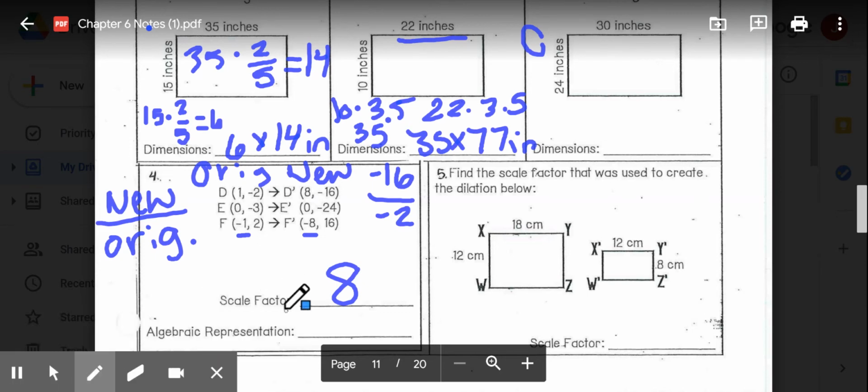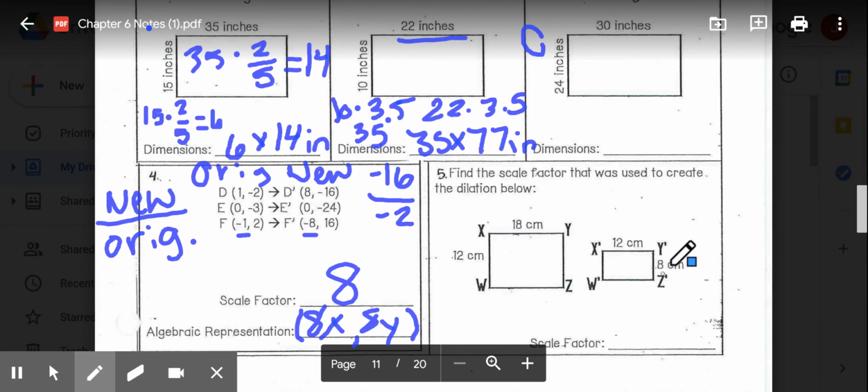And for our algebraic representation here, this is what is happening to get each new X and Y. So just like we did with translations and rotations and reflections, we're just writing this here as an ordered pair. So to get each new X value, really we're multiplying by that scale factor of 8. So each X value is equal to 8 times the original X value, and each Y value is also multiplied by 8. So 8X, 8Y. So when we write the algebraic representation for a dilation, it's always just going to be X and Y multiplied by whatever the scale factor is.